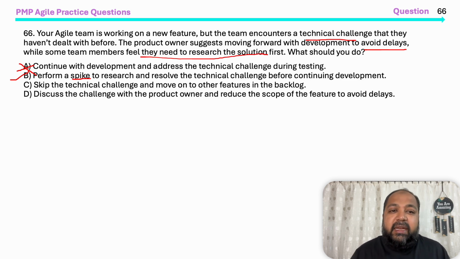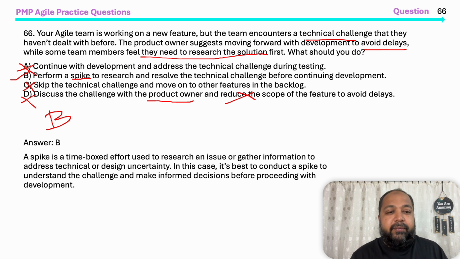Skip the technical challenge and move on to other features in the backlog. No, don't skip issues. The project manager mindset should be: address the issues, else they will come back again. Discuss the challenge with the product owner and reduce the scope of the feature to avoid delays. No, you can discuss with the product owner and say there's an issue and try a spike, but you can't reduce the scope. That doesn't help, because reducing scope means not adding value to the customer. So the best choice is answer choice B.